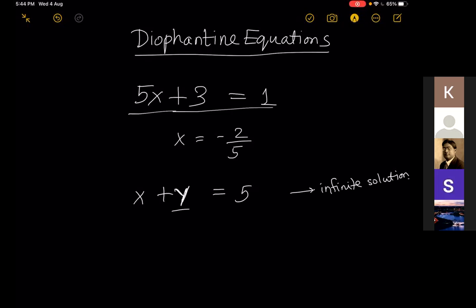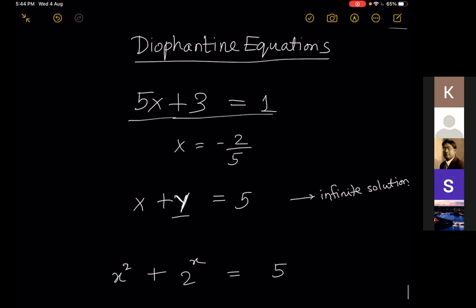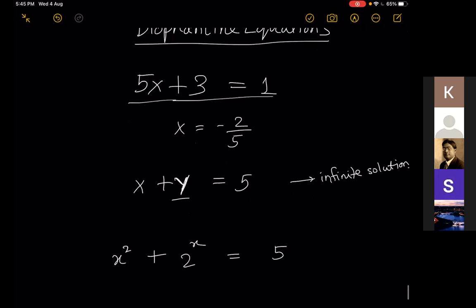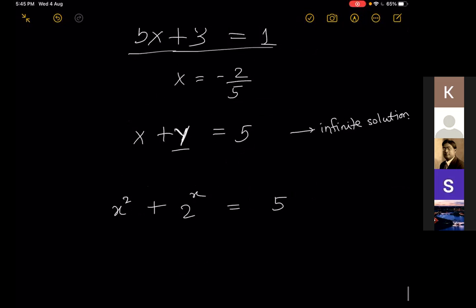Okay. Now, the equation need not even be linear. x square plus 2 to the power x equal to 5. Equation can be like this also. Basically, since we are studying number theory, Diophantine equations deal with, let me just write it. Diophantus was a Greek mathematician. I forgot the name, let me just Google it. Diophantus is the name of the Greek mathematician. He is a very old mathematician.